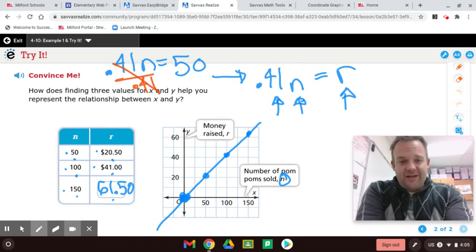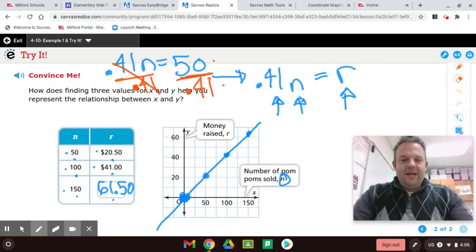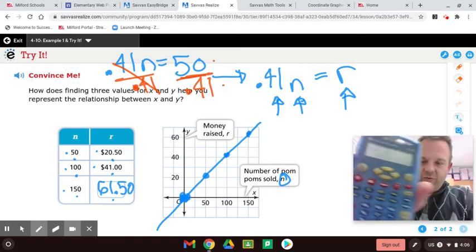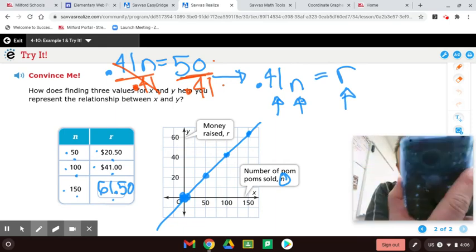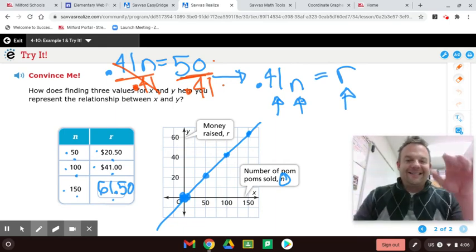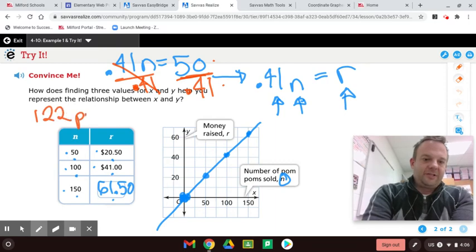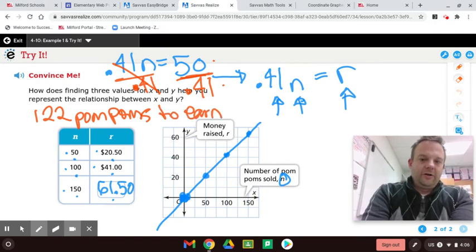Whatever you do on one side of the equation, you have to do on the other. If I divide by 41 cents on the left side of the equation, I have to divide by 41 cents on the right side of the equation. So now I have 50 divided by 41 cents. Okay? Put that in the calculator. 50 divided by 41 cents. All right, that is 121.9512. At any rate, this is one of those examples where you round it up. It's 122. So you're going to have to sell 122 pom-poms to earn, very important to earn things in life, earn $50.